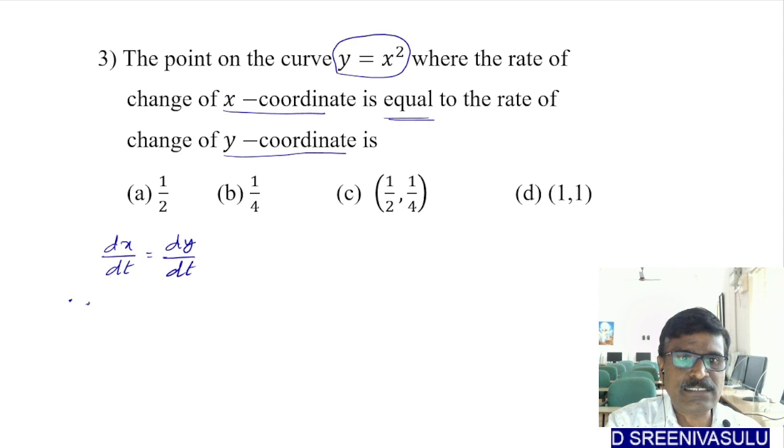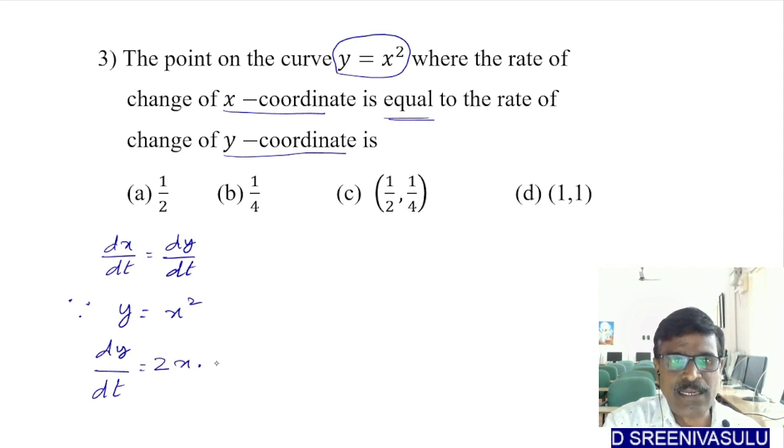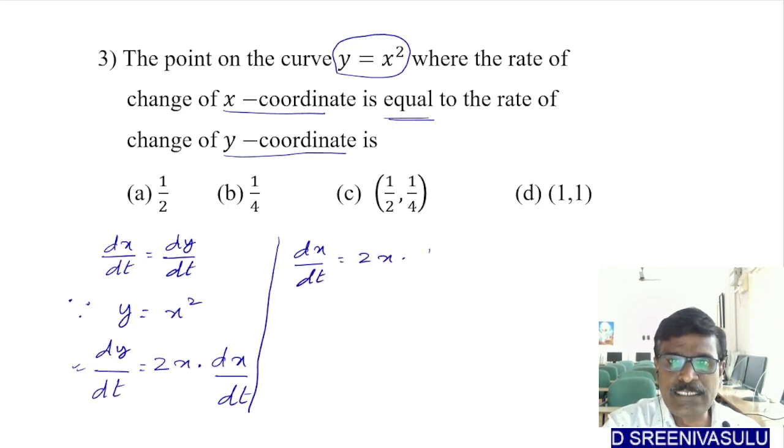Since the curve is y is equal to x square, differentiate with respect to t. dy by dt is equal to x square differentiation 2x, again x differentiation dx by dt. We know that dy by dt is nothing but dx by dt, both are the same. In place of dy by dt, write down dx by dt is equal to 2x into dx by dt.